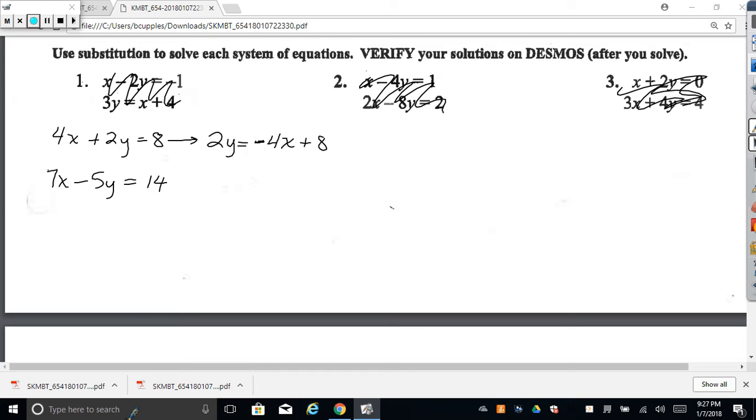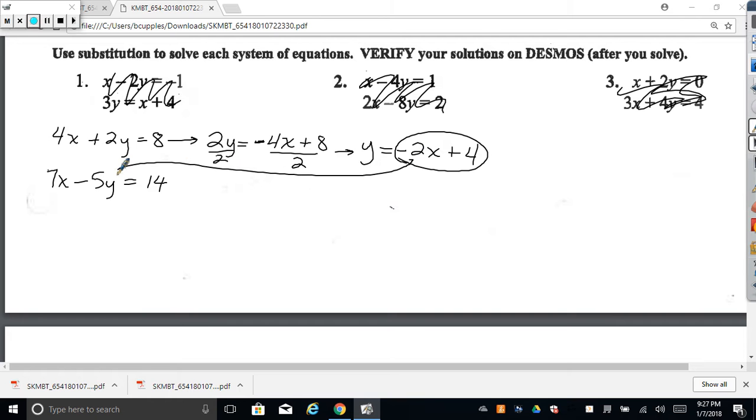Now from there, if I want to solve for the y, so I can plug it in this equation down here, I'm going to divide both sides by 2, okay? Now don't forget to divide both these terms by 2, so you end up with y equals negative 2x plus 4, okay? Now I'm going to take this expression, which is y, and I'm going to plug it in for the y value over here.